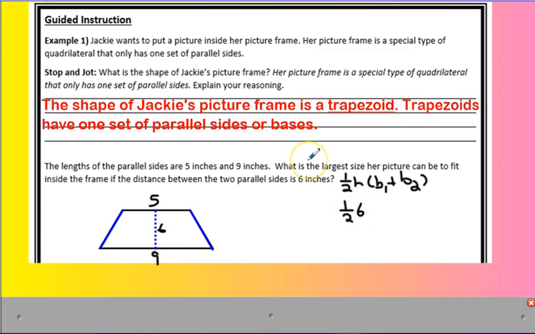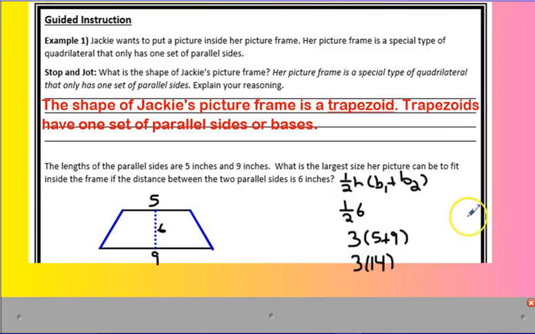Do you know what 1/2 of 6 is? I bet you do. Think about it. If you have 6 and you have to share with somebody, how much do you get? You get 3. 3 is half of 6, right? Now we're going to put in base 1 plus base 2. We have 5 plus 9. Count it out. What is 5 plus 9? It is 14.